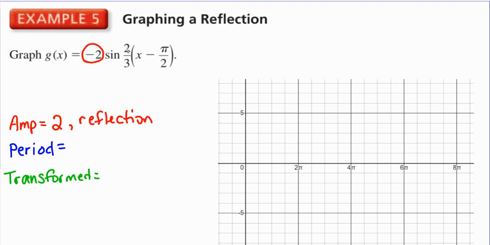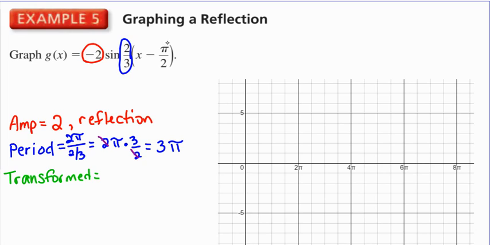The period right here, 2/3: if we take 2 pi and divide that by 2/3, that's really like saying 2 pi times 3 over 2. And you'll notice that the 2 and the 2 cancel out. So our period length is actually 3 pi.